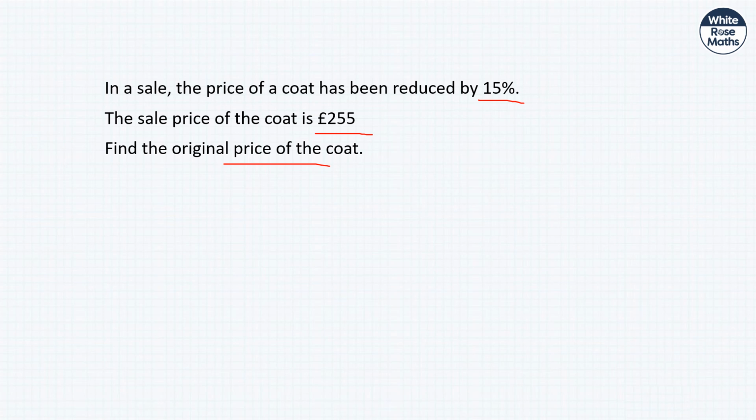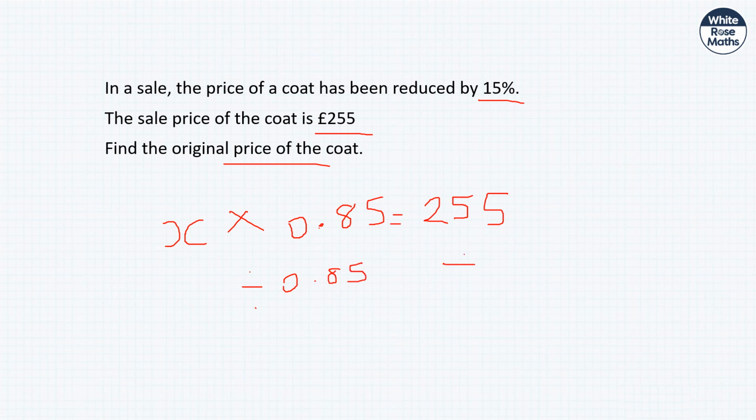Okay, so I've got the original, which I'm going to call x. I'm going to times that by 0.85, because it's reduced, so I'm going to times it by the remainder, and that has to equal 255. Now, rearranging this equation, dividing both sides by 0.85 will tell me what the original is.